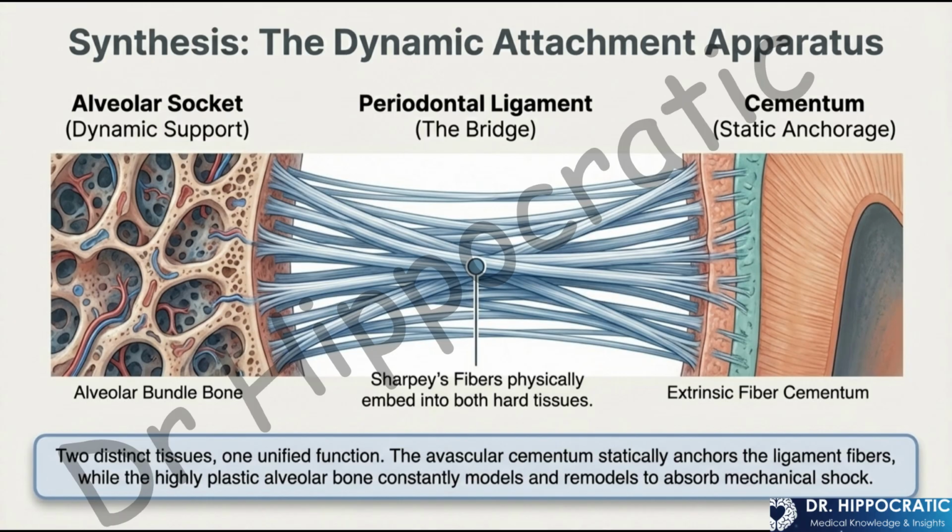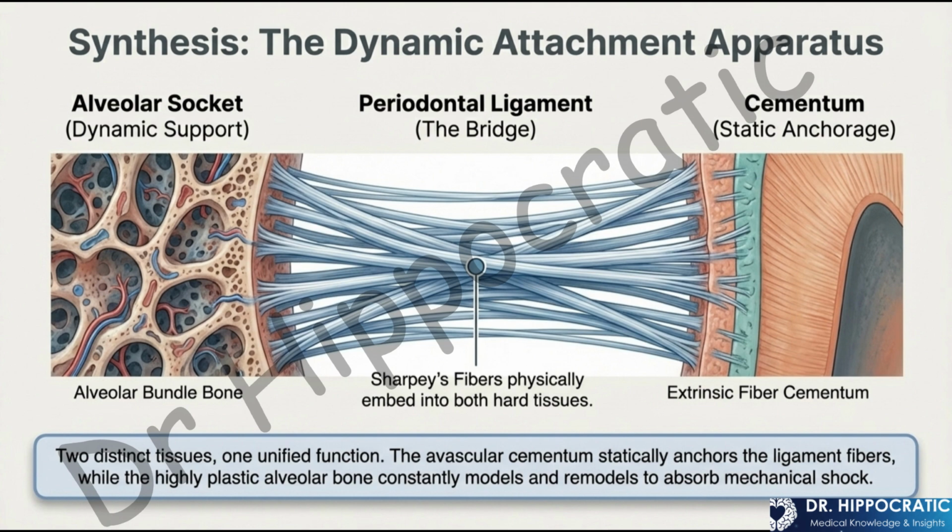The avascular cementum statically anchors the bridge. The highly plastic alveolar bone constantly models and remodels to absorb the chaotic mechanical shock of chewing. And the Sharpey's fibers physically lock these two distinct worlds together. If any single one of these three elements fails, the biological success of the tooth is over. It all has to work together perfectly.